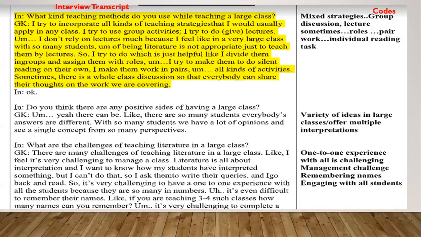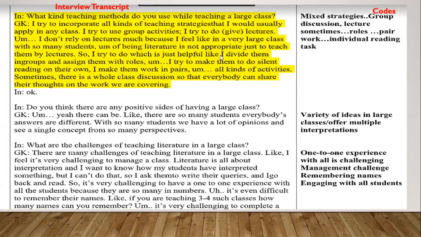I try to use group activities. I try to do lectures. I don't rely on lectures much because I feel like in a very large class with so many students, it is not appropriate just to teach them by lectures. I divide them in groups and assign them with roles. I try to make them do silent reading on their own. I make them work in pairs, all kinds of activities. So I have coded it as mixed strategies, including group discussion, lectures, sometimes roles, pair work, individual reading tasks.